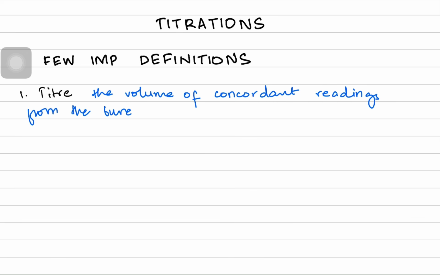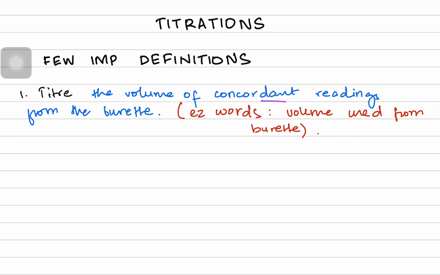We should know what a burette is because we will be using a burette very frequently in all kinds of titrations. Now, what's a concordant reading? When you use a burette, you get the volume used. So basically, in easy words, the titer is the volume used from the burette. But then why do I use the word concordant? What does the word concordant even mean? So the second definition is concordant readings.